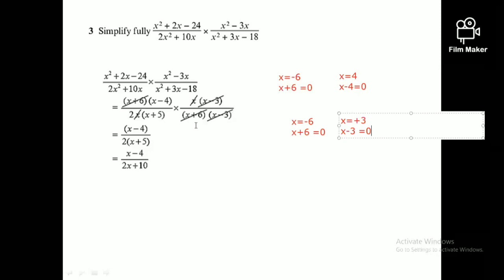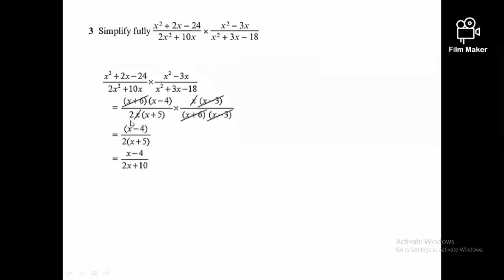So with that, you can cancel this x minus 3 to x minus 3, this x plus 6 to this x plus 6. Right. With that, the remaining terms would be x minus 4 over here, and the denominator 2 times x plus 5 remains over here. So that is the final answer for this question. Right.